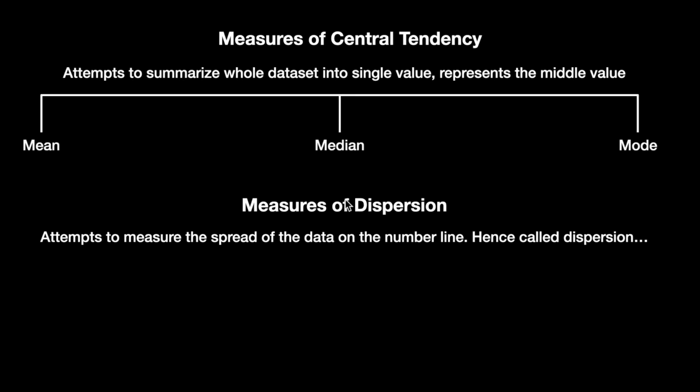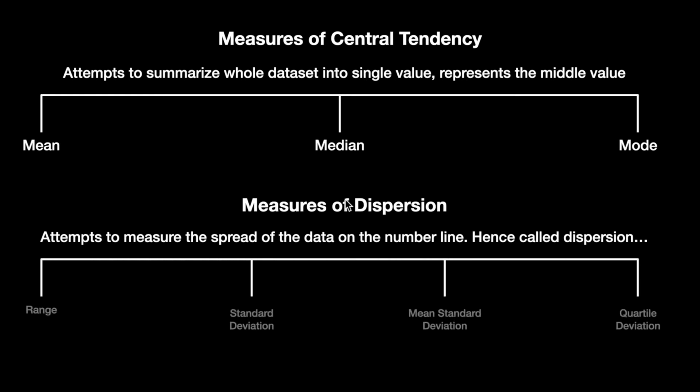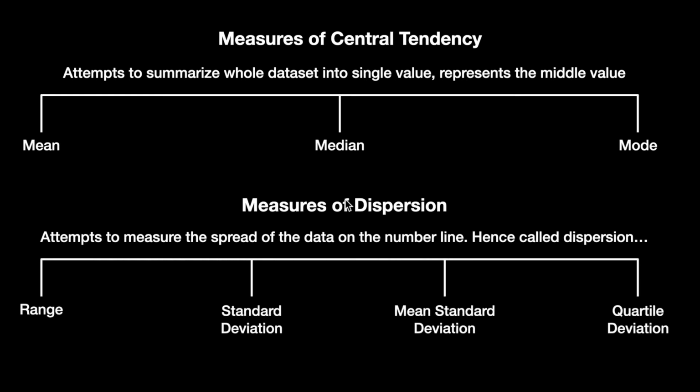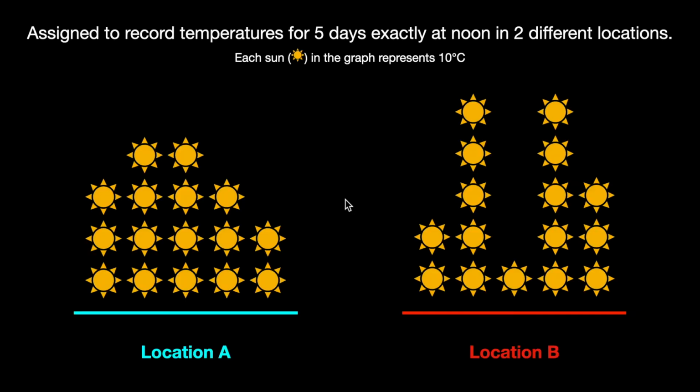There are two broad categories for descriptive statistics: measures of central tendency and measures of dispersion. Central tendency attempts to summarize your entire dataset into a singular value, whereas dispersion attempts to summarize or identify the spread of the data on the number line. In other words, dispersion tries to identify how far each of the data points is from the central tendency. And we'll talk about each of these in detail as we move along this video.